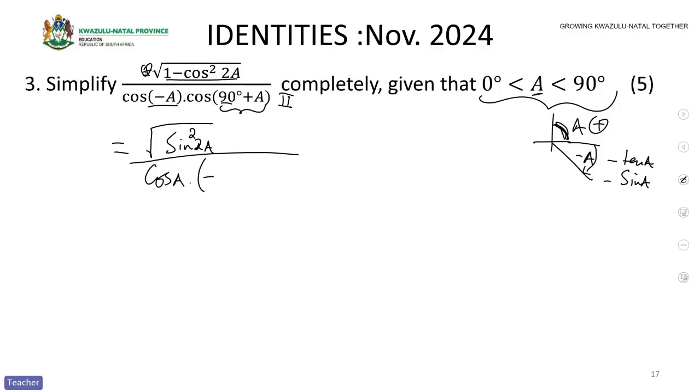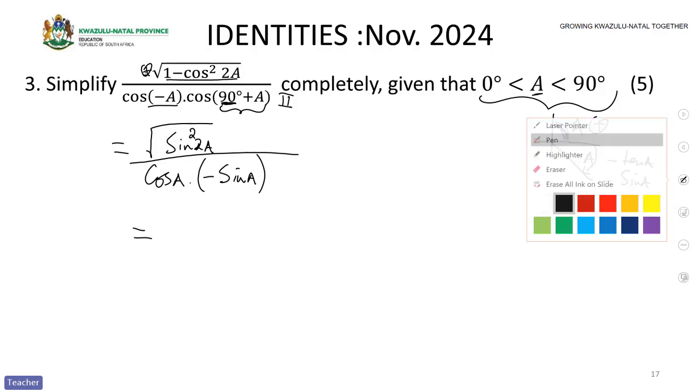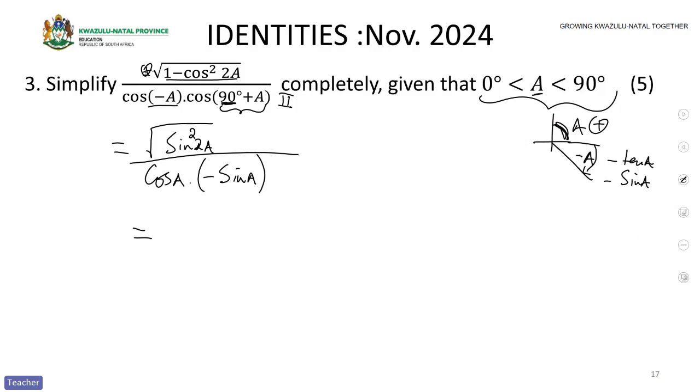But since we are talking about 90, it gave us co-ratios, if you still remember what we did the first time when we were dealing with trigonometry. So cos will change to what? It will change to sin a. So please don't forget that cos will change to sin. Now we are simplifying. How many terms do we have here? We have got one term.